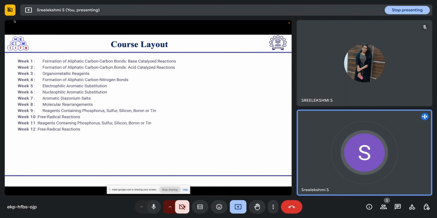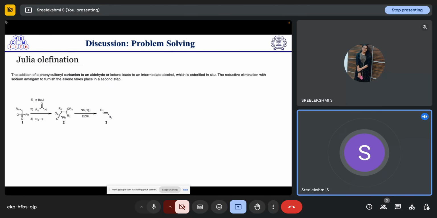So today, first we will have a discussion on some of the named reactions which have been discussed in the week 12 lectures. Then we will move on to some problem solving related to those topics. The first reaction which we saw was the Julia reaction, based on sulfur reagents, as well as the Corey-Chaykovsky reaction. Then with silicon containing reagents, we have seen Peterson olefination. In the first lecture, we will be discussing these three reactions first.